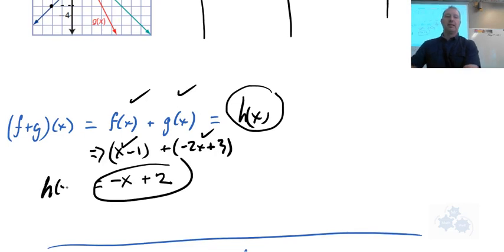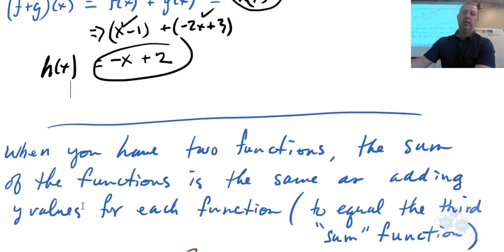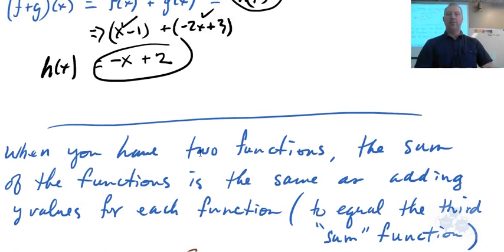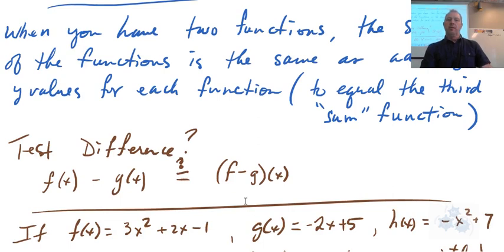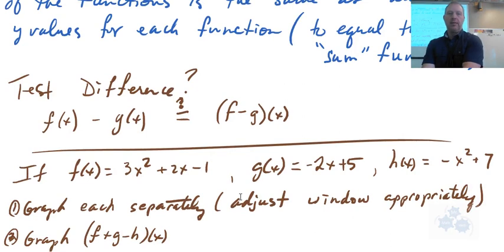Okay, so this is what h of x equals. So everything's lining up. So here are some notes on this. When you have two functions, the sum of the functions is the same as adding the y values for each function together. So if you think about the y values, that's like f of x. That's function notation for the y value of the functions, the expression for the y value. Or on a table of values, the y term of one function plus the y term of the other function should add up to the third function, which would be the sum of those two. That always will work. All right, so before you start copying these two down here.